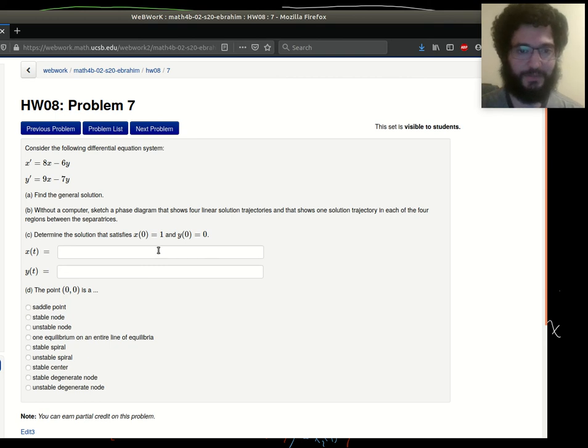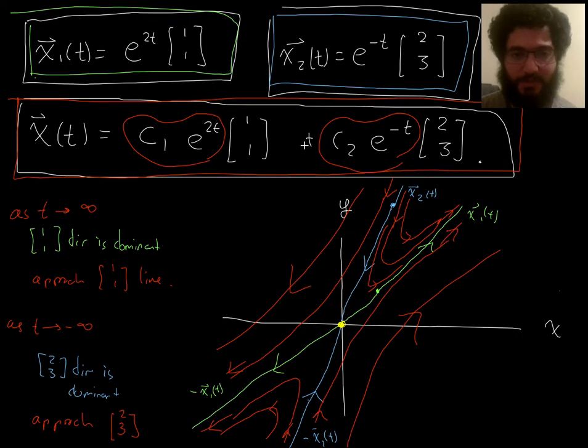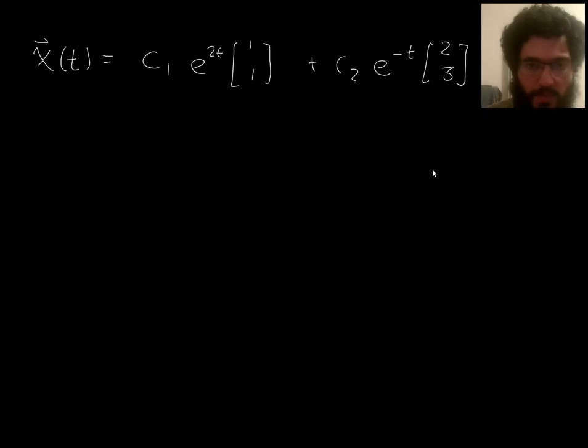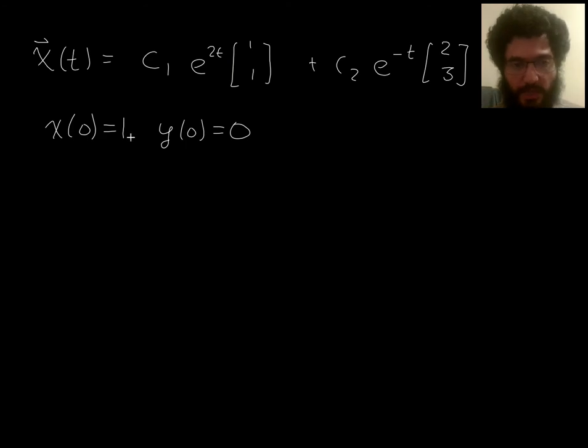So we're still looking at this problem, and we want to now get the solution that satisfies the initial conditions. So here's our general solution from last time. It has C1 and C2, and we want to find out what C1 and C2 will meet the initial conditions. Okay, so I copied over the general solution here, and my initial conditions are this: x of 0 equals 1 and y of 0 equals 0.